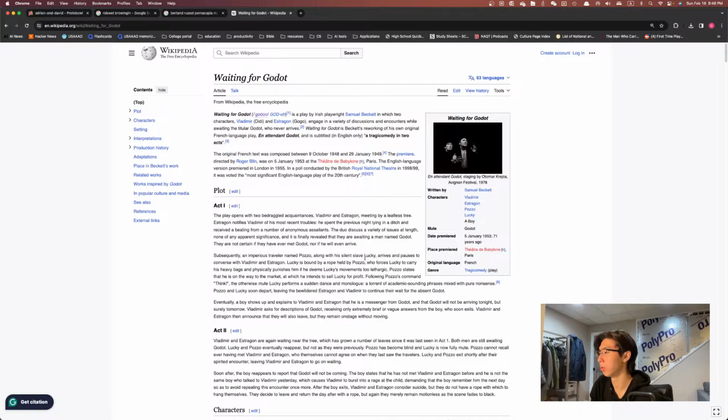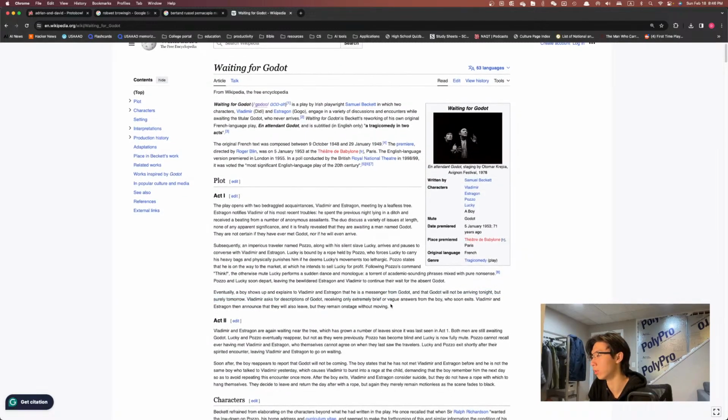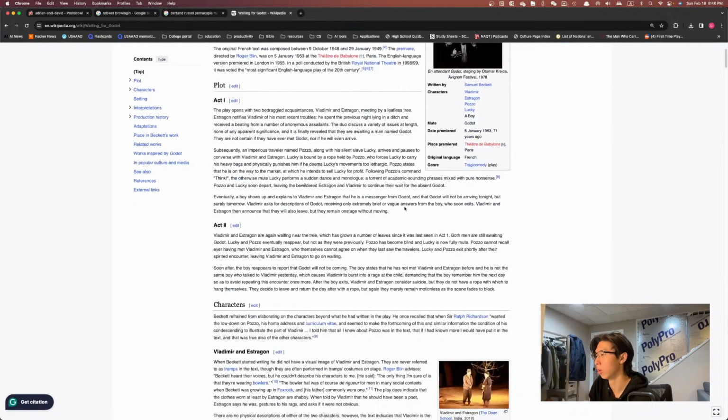These messengers from Godot say Godot will not be arriving tonight, but surely tomorrow. Only extremely brief or vague answers about Godot. Boy. Vladimir and Estragon. Sounds like estrogen. The tree has grown a number of leaves since it was last seen. They're still waiting when Lucky and Pozzo eventually reappear. Pozzo has become blind and Lucky is now fully mute. Pozzo cannot recall even having met the two of them.